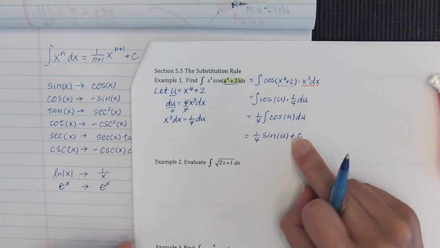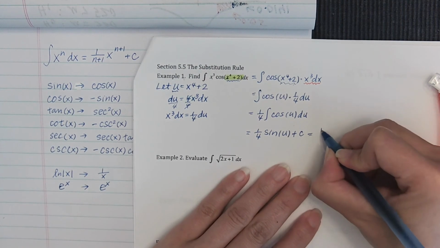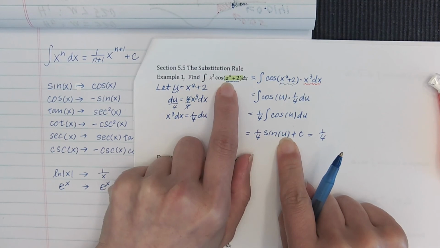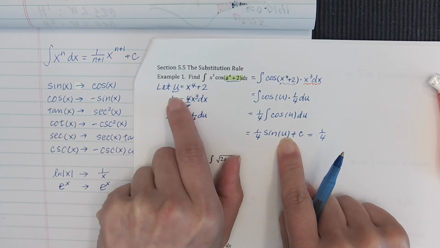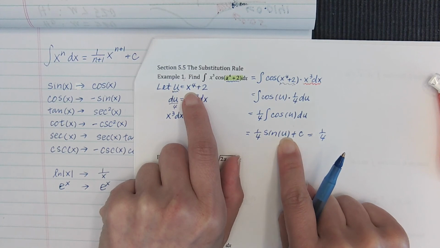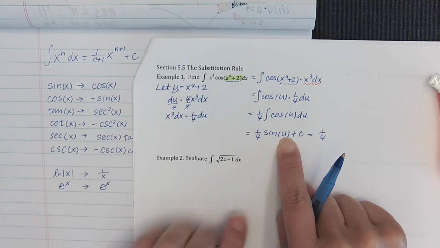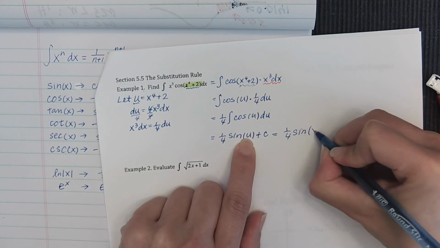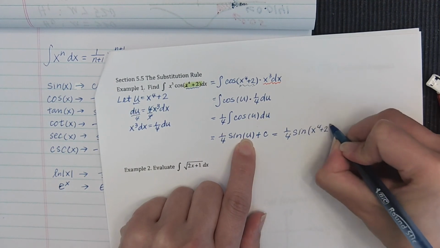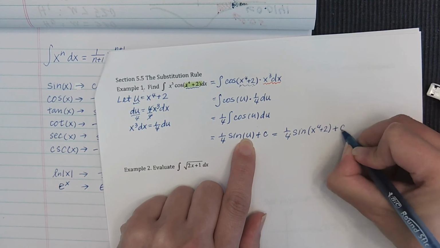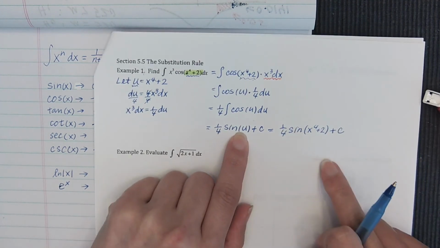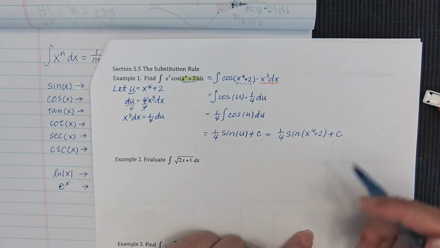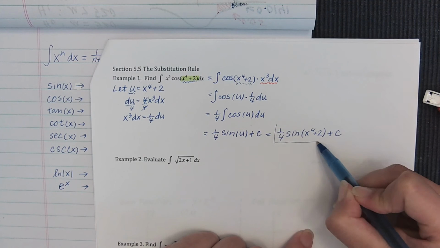We are pretty much done. So what's the final answer? It's 1 over 4. Okay, the question has no u. The question originally has an x. I can't leave the u, so I just have to come back to the x. So sine, plug back in, x to the 4 plus 2. Then plus c. That's the final answer. Did you see it? Are you guys okay with it? So that's the final answer.